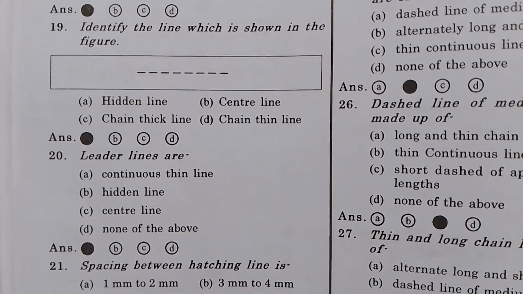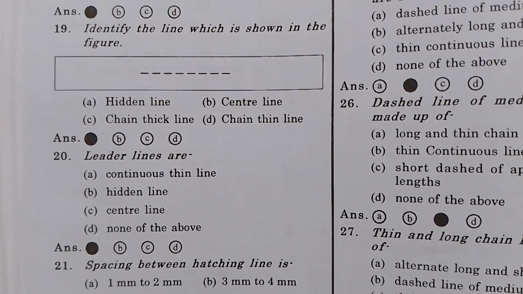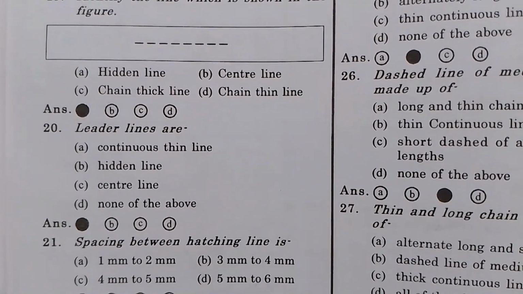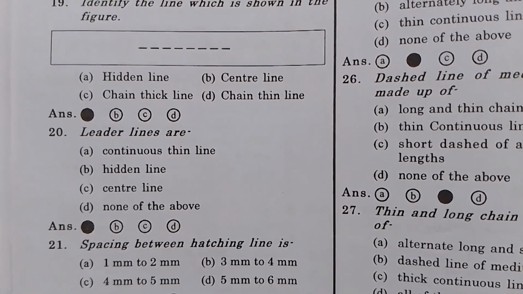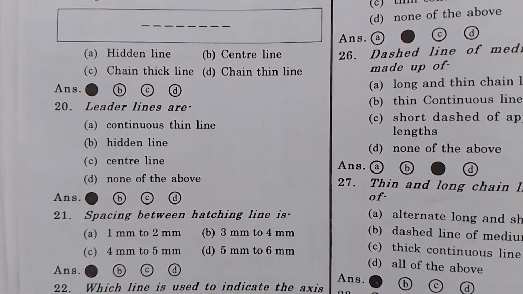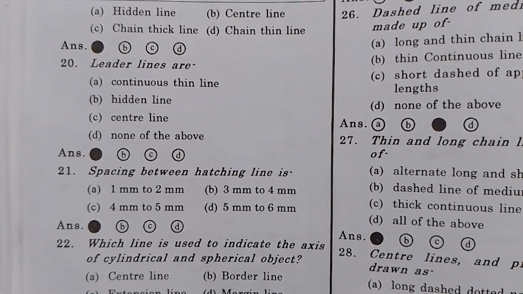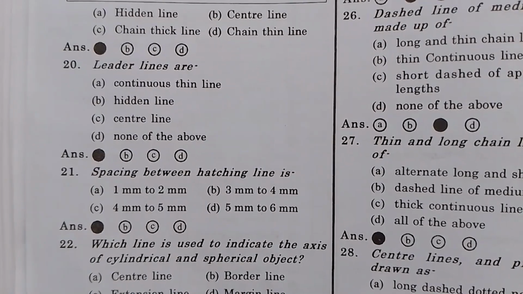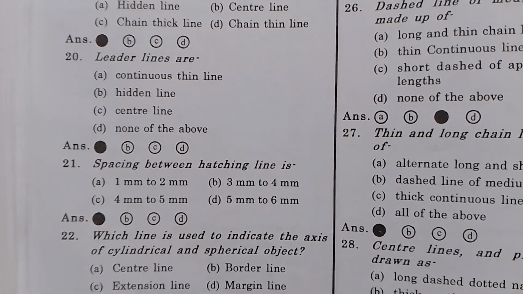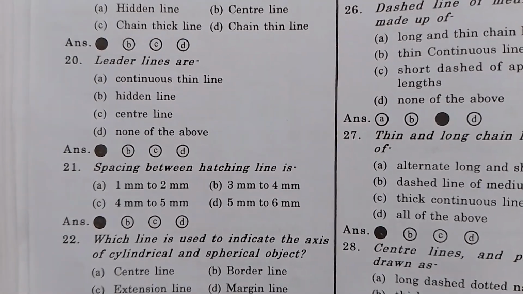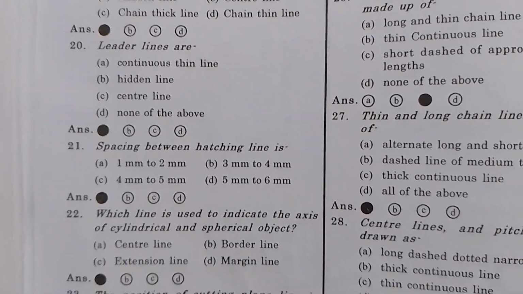Question number 20. Leader lines are continuous thin lines. Now question number 21. Spacing between hatching lines, as I have already told, is 1 mm to 2 mm, and they are drawn at 45 degrees to show the cut section.